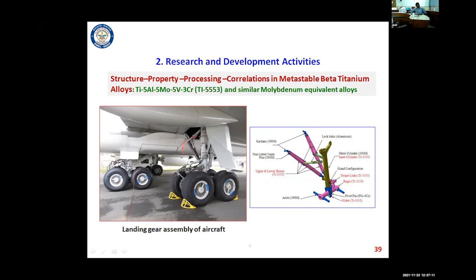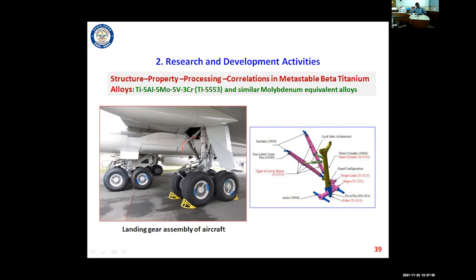Okay, so these applications, whether TA253 or the TA5L, 5N, 3 chromium, these alloys are used in the landing gear assemblies of the aircraft. You can see that here, this is the aircraft. It is not completely shown here, but this is the landing gear. So these alloys are mainly used in the landing gear assembly of the aircraft.